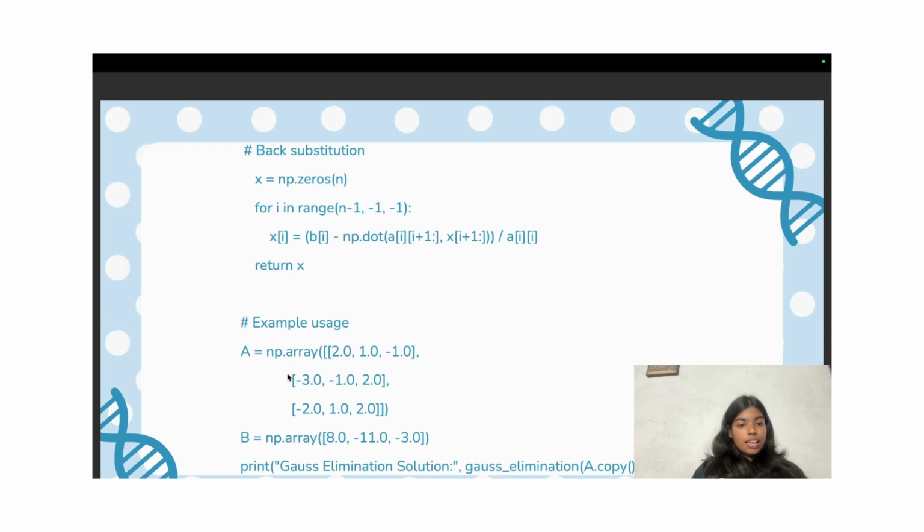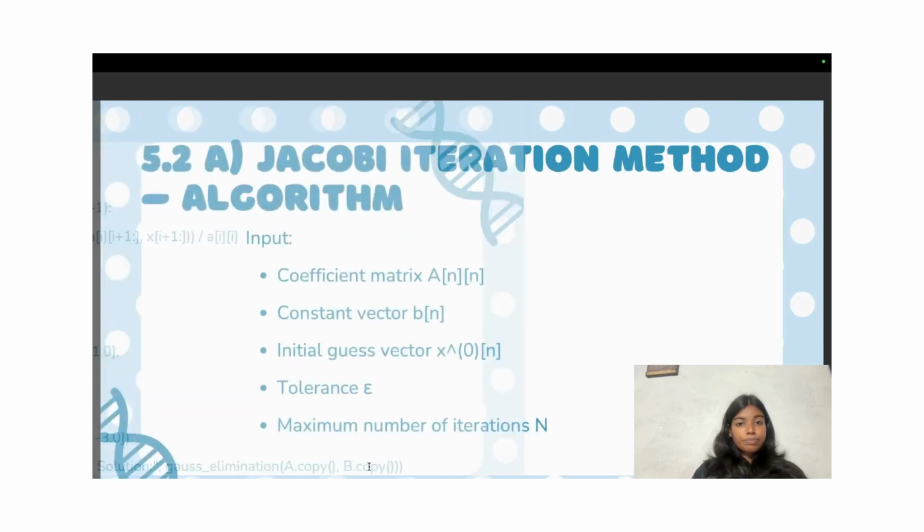Now we will take an example. A as an array is equal to np.array, it contains elements [2, 1, -1], [-3, -1, 2], [-2, 1, 2]. B is equal to np.array([8, -11, -3]). Print the Gauss elimination solution with A.copy() and B.copy(). Here copy is the constructor.